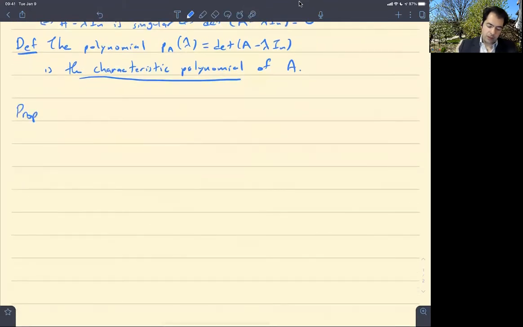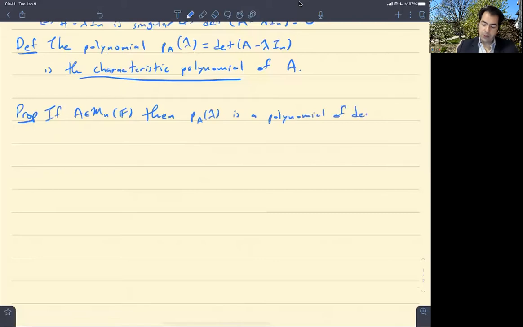Okay, so here is an easy fact. If you have an n by n matrix, then the characteristic polynomial of any matrix has degree n, and the leading term is minus lambda to the n. In particular, the leading coefficient is always non-zero.